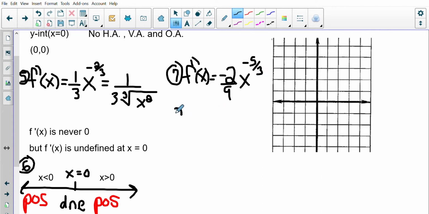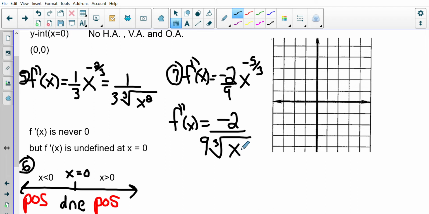Now, if I rewrote this double derivative, I should say, let's see, I'm going to have a negative 2 on the top. The 9 is in the bottom. And then again, just rewriting that x to the negative 5/3, the 3 means the third root. Because I've switched it in the denominator, that negative 5 becomes a positive 5, and I would have x to the power of 5 here.